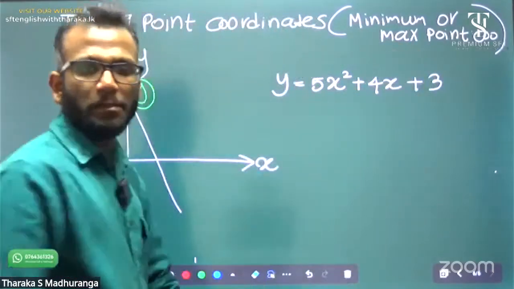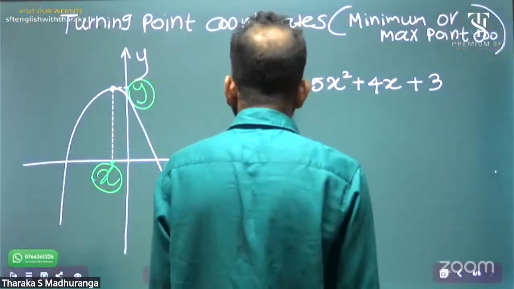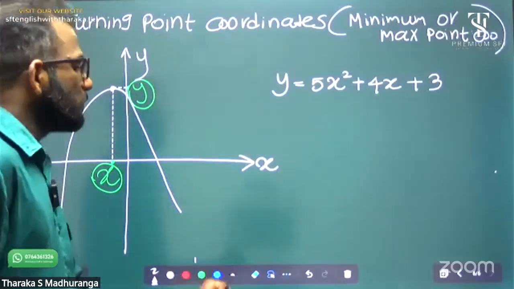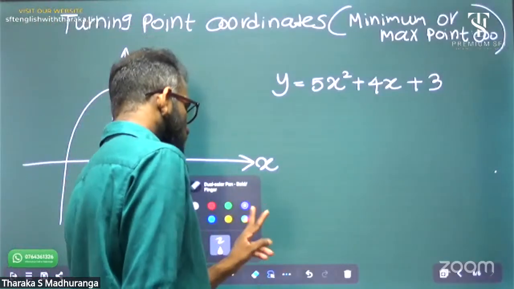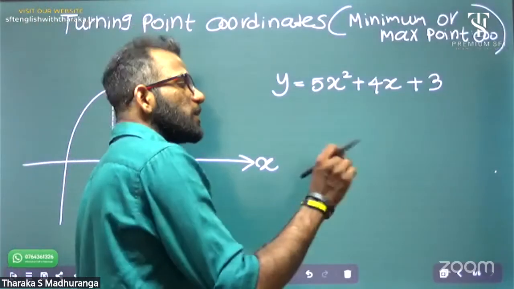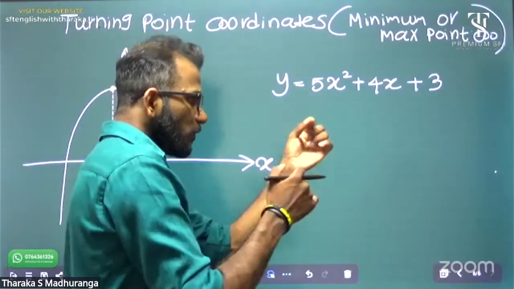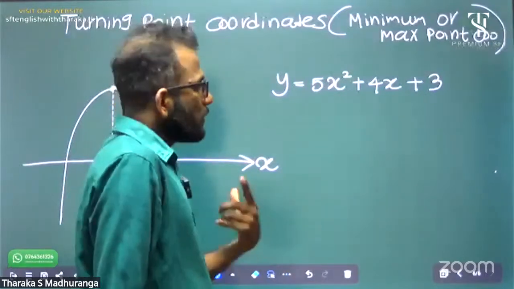I have a very simple quadratic function to calculate the turning point coordinates. How to calculate the turning point coordinates? It is a very simple thing. We have a very simple equation. Now, what is my requirement? At the turning point, I need to find the x coordinate value and the y coordinate value.